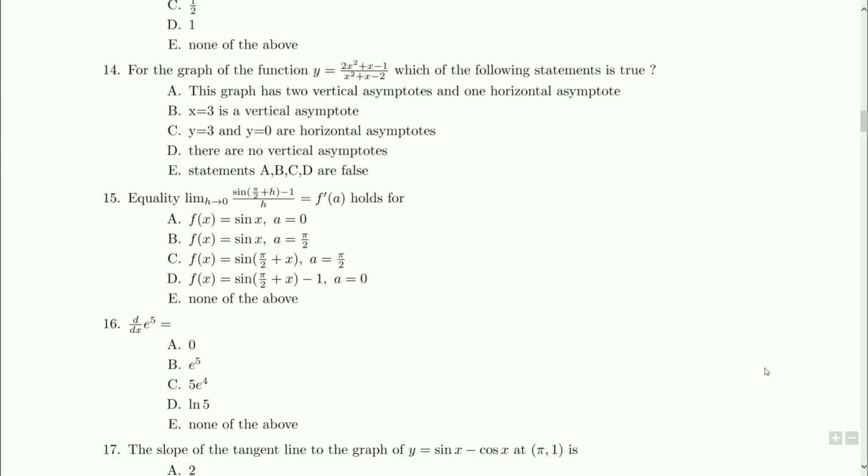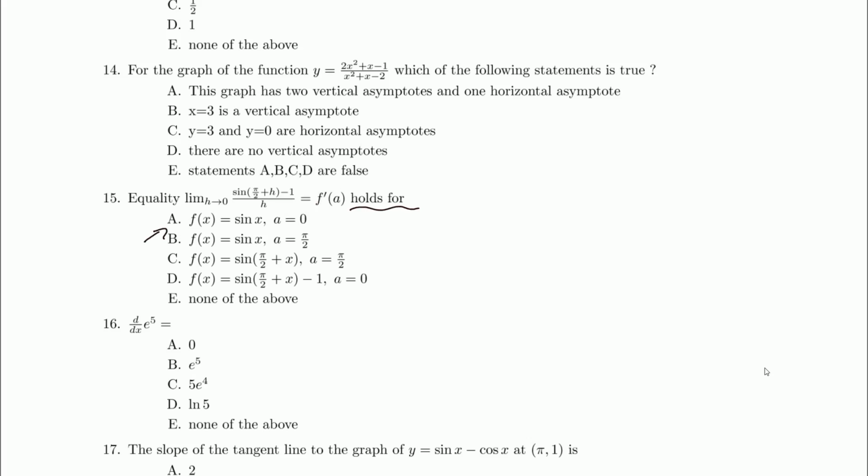And what does it say? Equality, or I guess this equal sign here, for the limit as h approaches 0 of sine of pi by 2 plus h minus 1 over h equals f prime at a. So it's the derivative of some function at some value holds for, and then they're giving me possibilities. Is the function sine of x and a is 0? Sine of x, pi by 2, sine of pi by 2 plus x. So there are lots of possibilities.